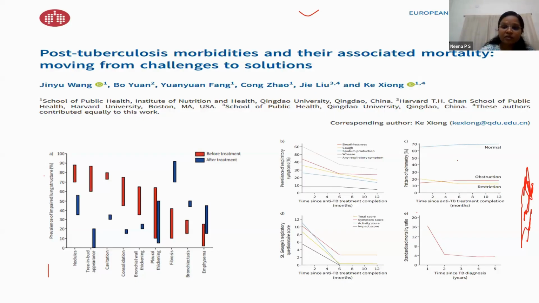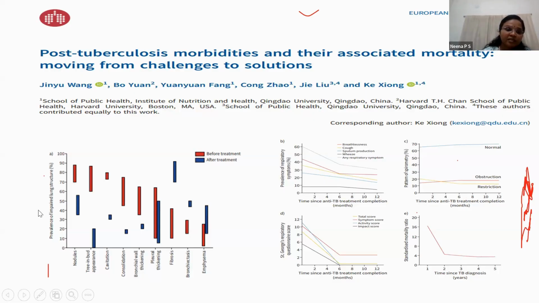The study showed that they followed up the patients after treatment for almost 1 year, and even though the symptoms of dyspnea, cough, and sputum production have come down, most of the patients still have persistent symptoms even after the completion of TB treatment. And regarding lung function also, most of the patients had compromised lung function, either in the form of an obstruction, or if there is extensive fibrosis, a restrictive pattern has also been demonstrated in this particular study.